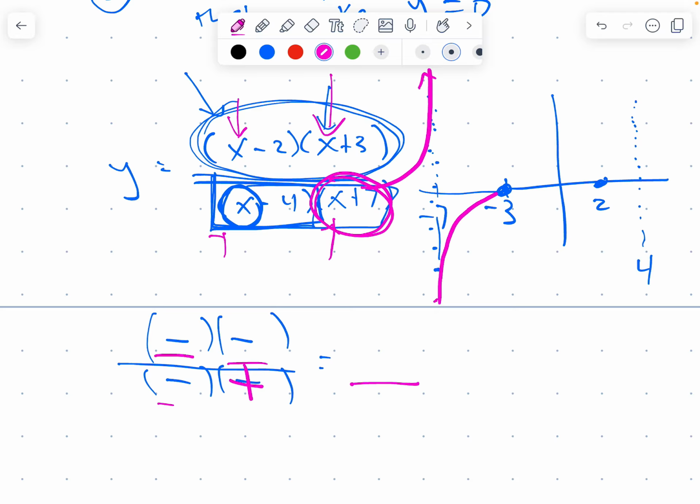And then I could check on this one. That one's going to be positive on this side, positive all the way to 2. After 2, it's going to be negative. And then on this side, it's going to come like this. And I could test a number in each of those regions, but if I did, you'd end up with that kind of graph. Okay, so that's a review from last time.